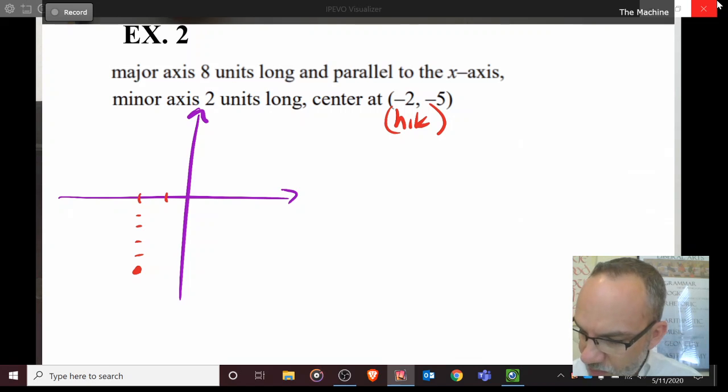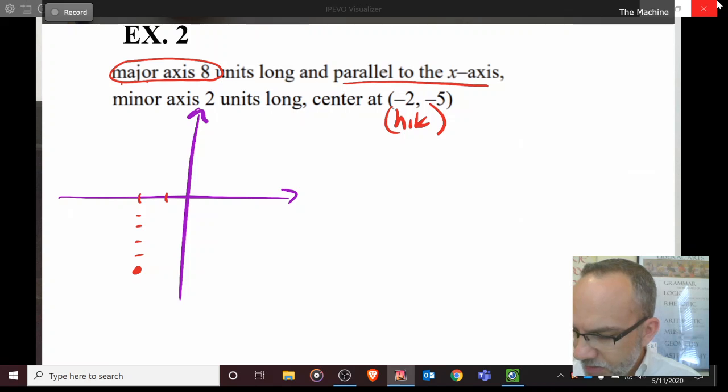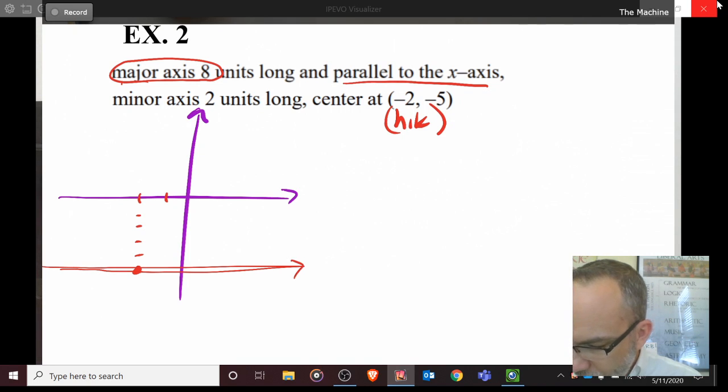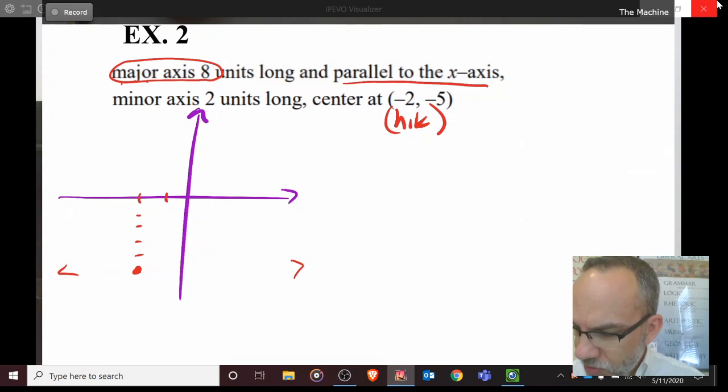Now, what else does it tell me? It tells me the major axis is 8 units long from end to end. And it's parallel to the x-axis. Well, the x-axis goes left and right. So if it's parallel to the x-axis, it's going to have to go this direction right here, left and right. But how far? It said 8 units long. Well, that's end to end. So from the center, I'm going to go half of that right and half of that left. So my major axis now goes to the right 1, 2, 3, 4. So there's 4 units that way, and then 4 units back that way.